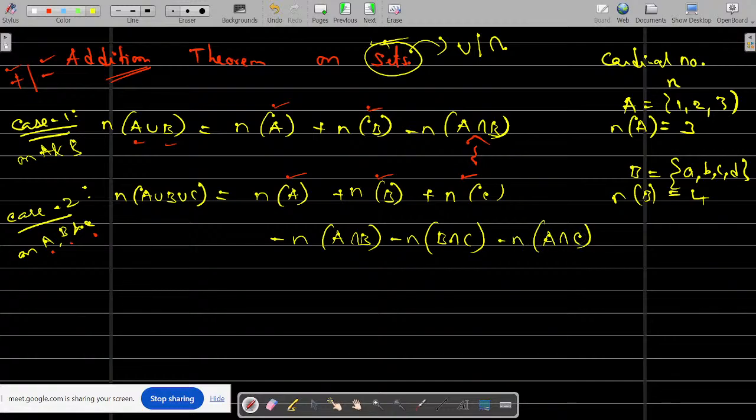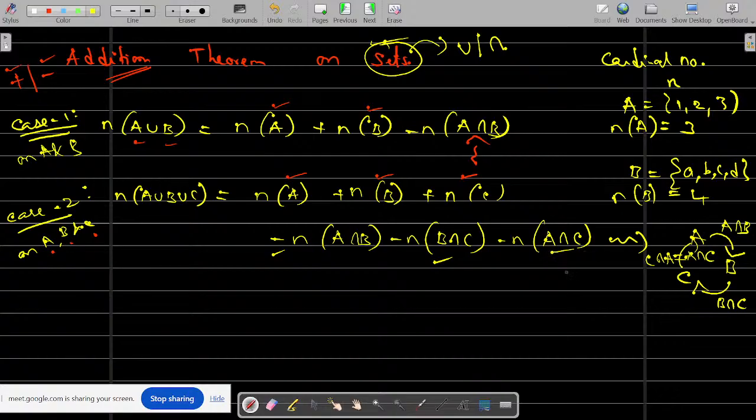A intersection C. How can you remember this? I have A, B and C. Remove the common part between A and B. So this is A intersection B. Remove it, so minus; removing means minus. And here B intersection C. Remove it, so minus n of B intersection C. And here it is C intersection A. Actually, C intersection A and A intersection C are both the same.